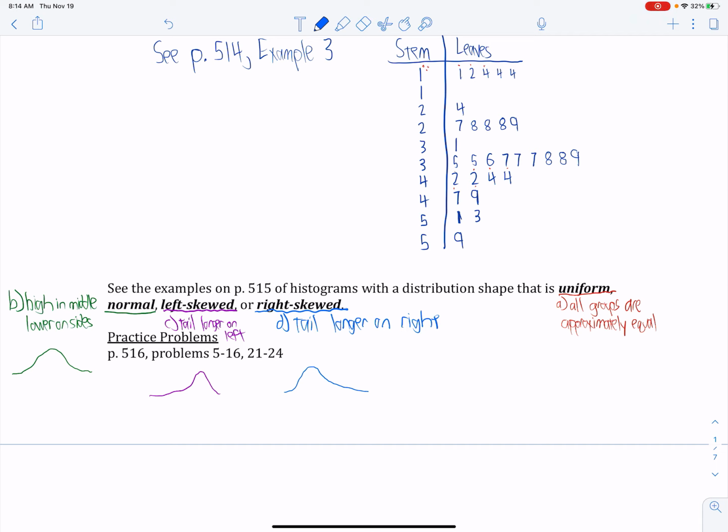Looking at these shapes of distributions is something that'll be very important for the type of things we study later on here in chapter 10.